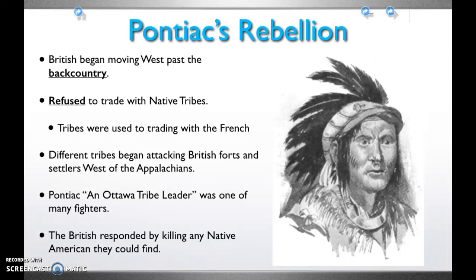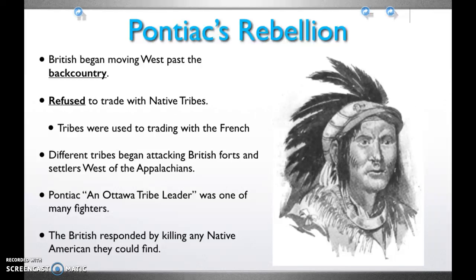The British start moving out west past the backcountry over the Appalachian Mountains, and they're met and greeted by Native American tribes who had allied themselves with the French and were friends with the French. The British refused to trade with them. Well, these natives had been getting European supplies from the French for years, and they were kind of accustomed to it. So they started to demand trading. Again, the British said no, not going to trade with you. One thing leads to another, and we have an outbreak of war again, as it seems.